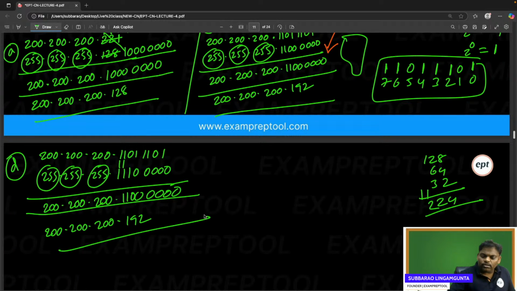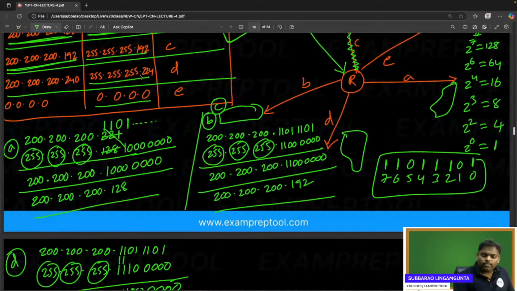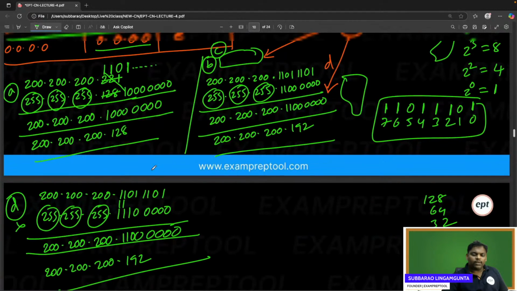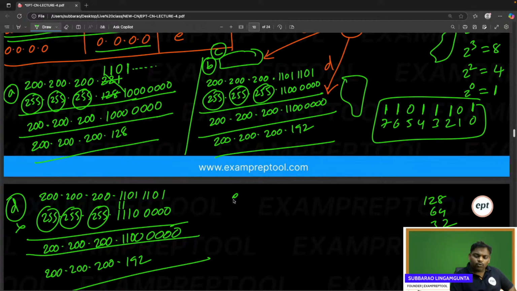So is it matching? Verify. Is it matching? 224. Is it matching here? No, it is not. So D fails. Let's go for E. Interesting answer. Everyone listen. Let's go for E here.